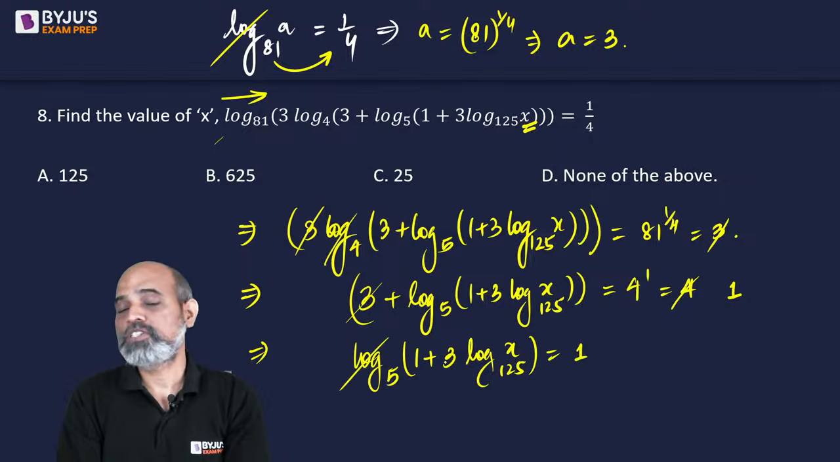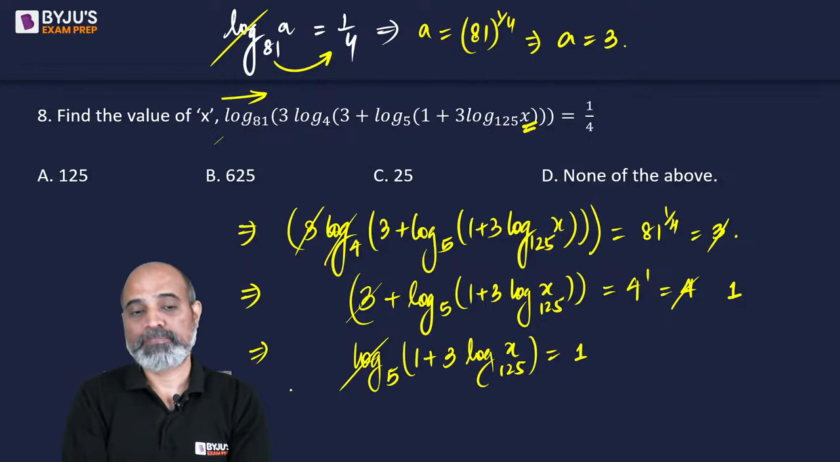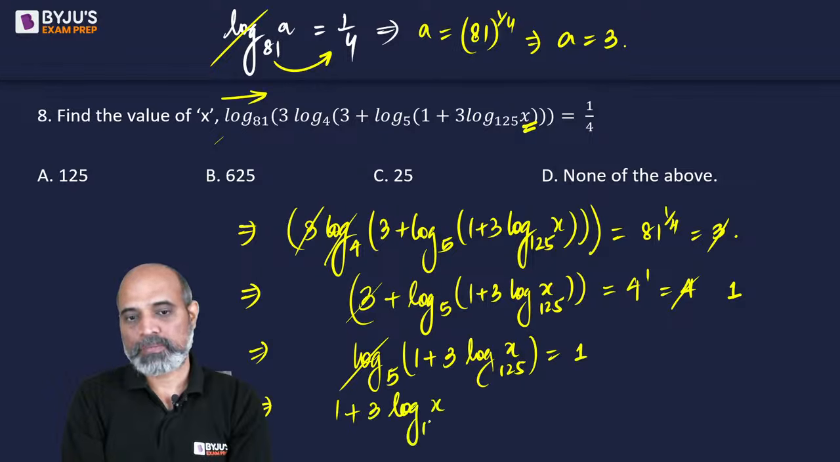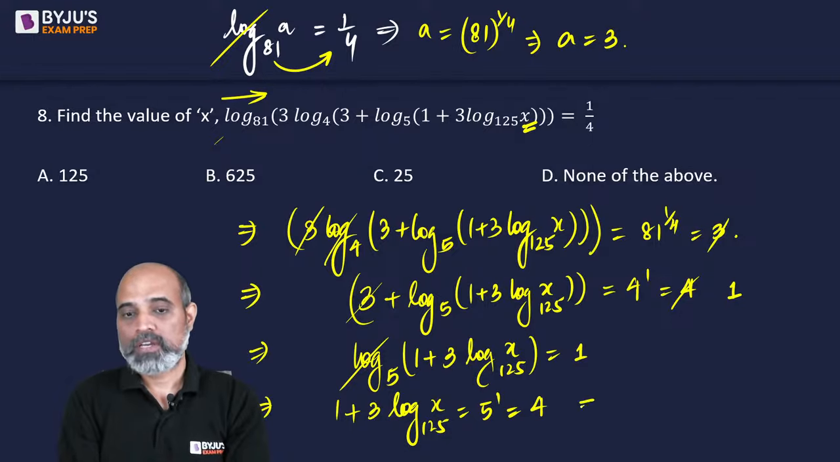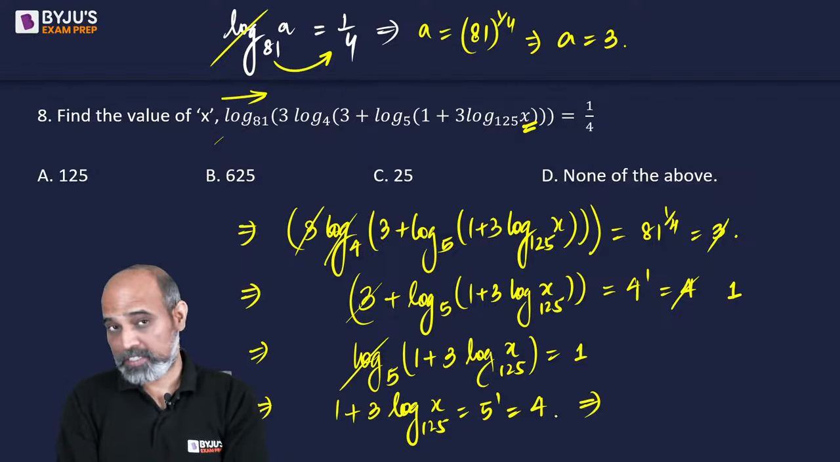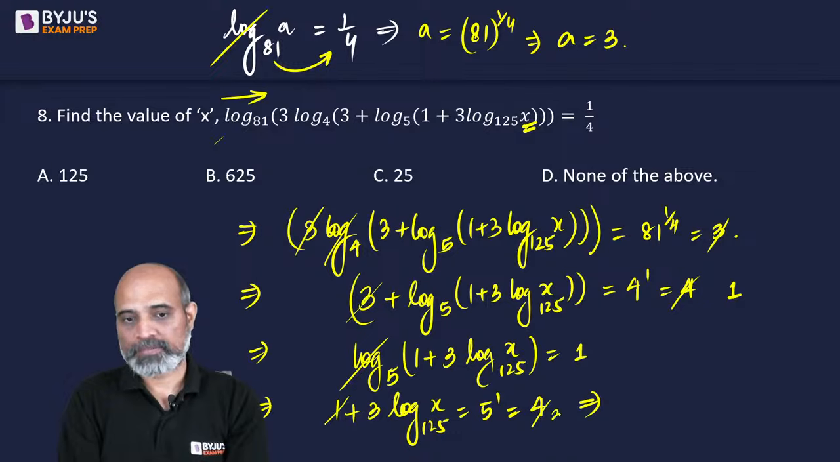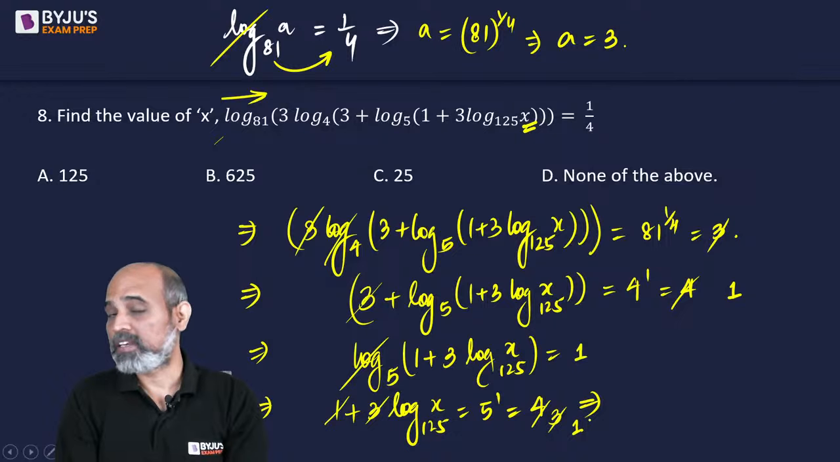Now if I remove this log, this 5 goes to the other side and it will push it as the power. So I will have 1 plus 3 log x to the base 125 is equal to 5 to the power 1, which is 4. Now this 1 will move to the other side and it will give us 3. And this 3 and this 3 will cancel out and we will have 1.